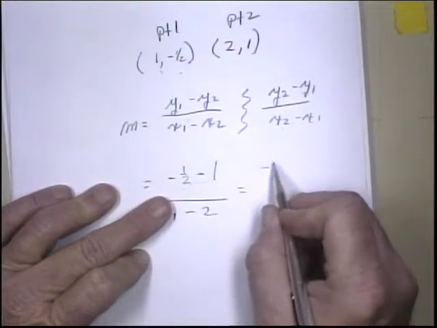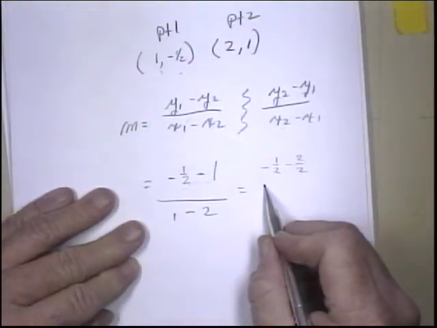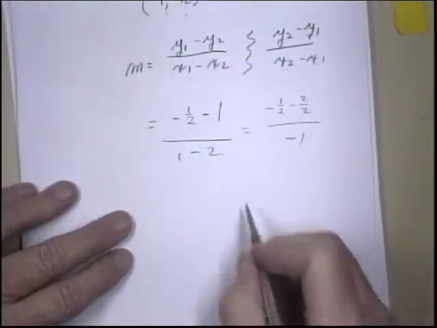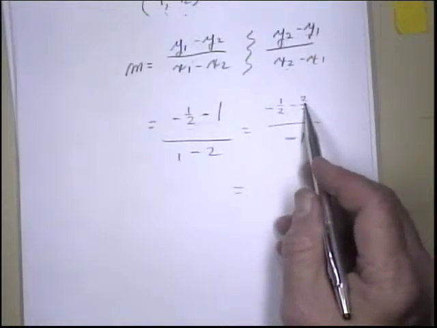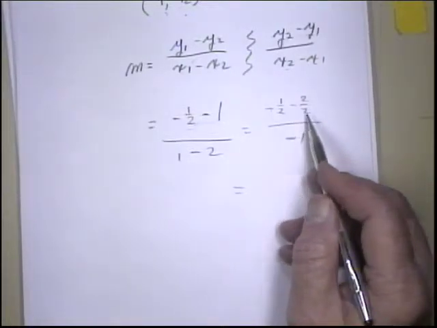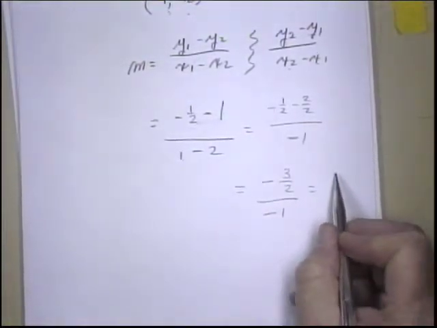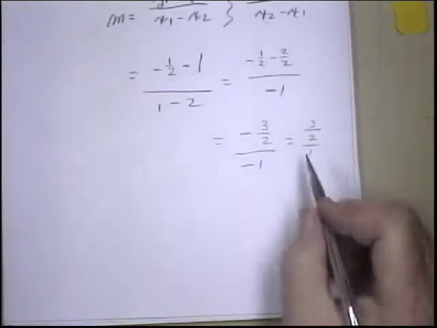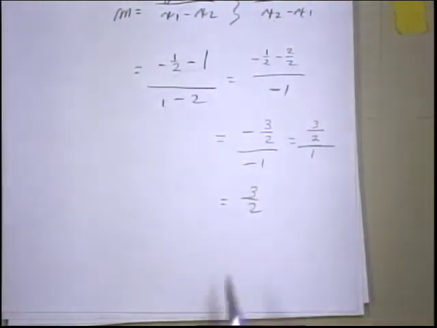So this is minus 1/2 minus 2 halves. 2 halves is equal to 1. Divided by 1 minus 2, which is a minus 1. And this is minus 1/2 minus 2 halves, which is a minus 3 halves, divided by a minus 1. That's just 3 halves divided by 1. The minus signs cancel. And 3 halves divided by 1 is 3 halves. So our slope is 3 halves.